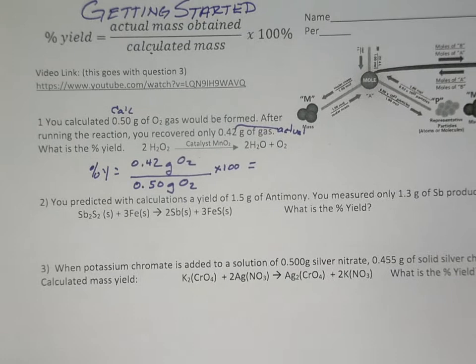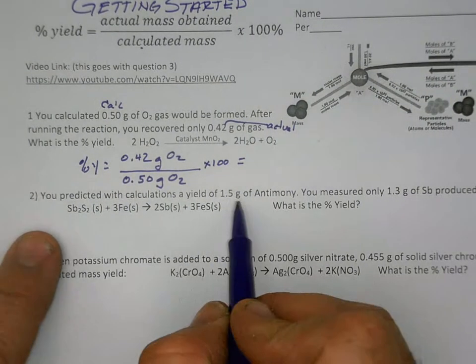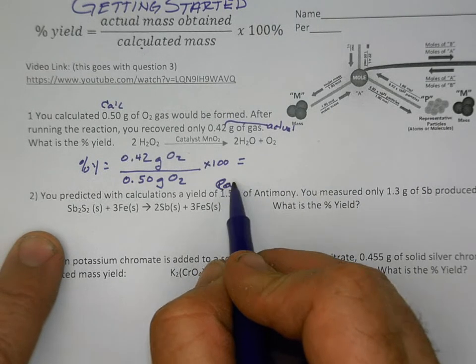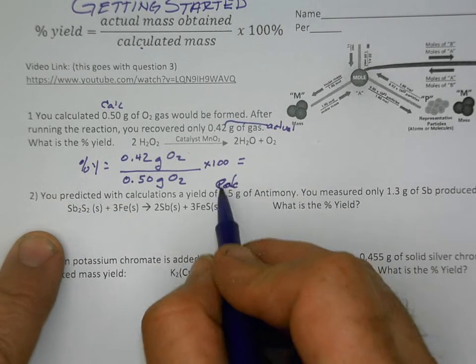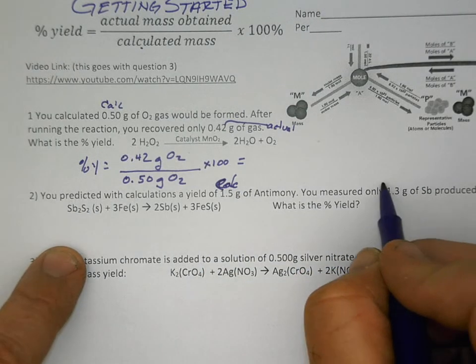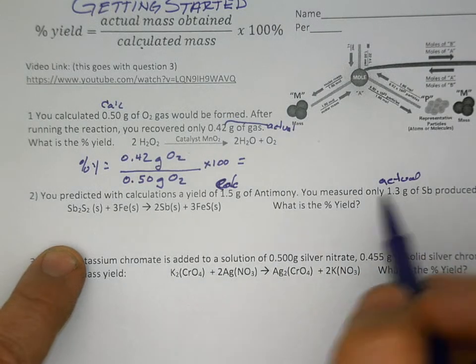The next one, again, pretty similar, straightforward. You predicted this much. So I'm going to label calculated. It's just easier to write calculated than predicted. So that was the calculated. You only measured, this was our actual, only 1.3. So what's the yield? That's the only one you have to do here.